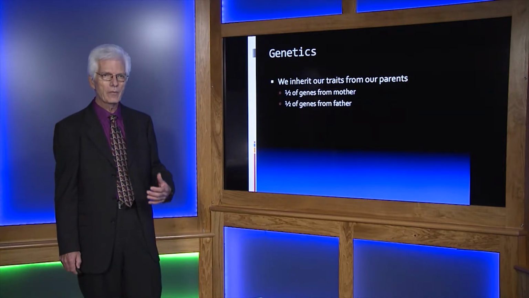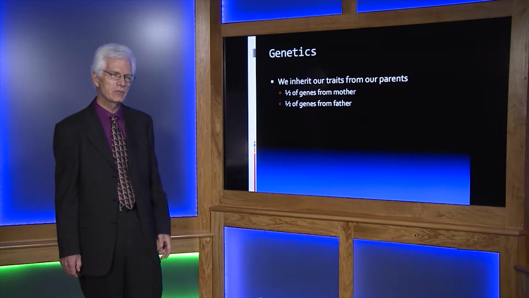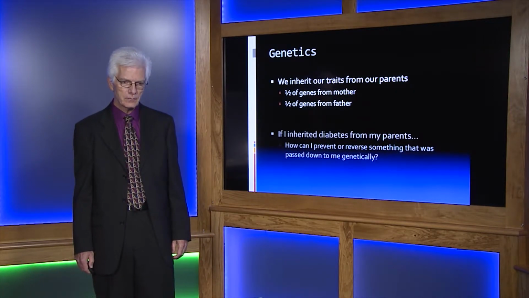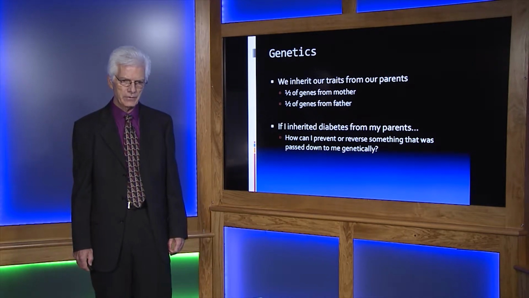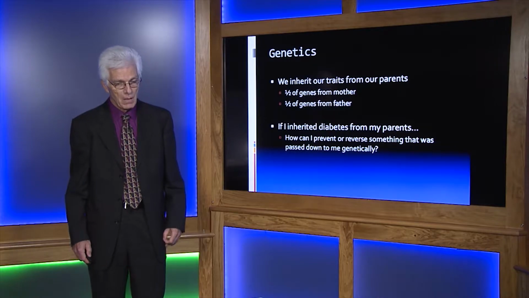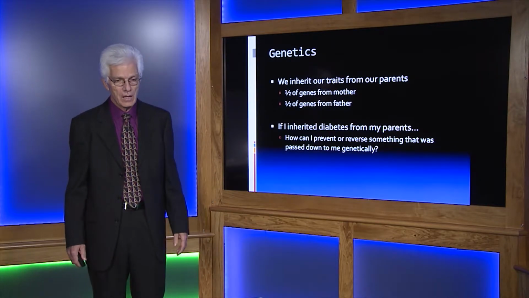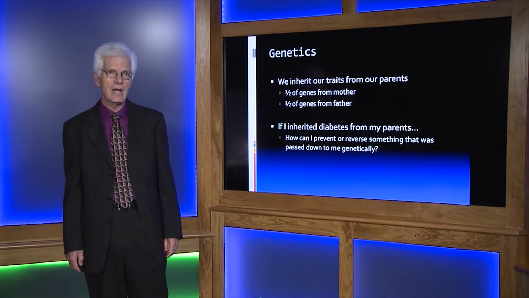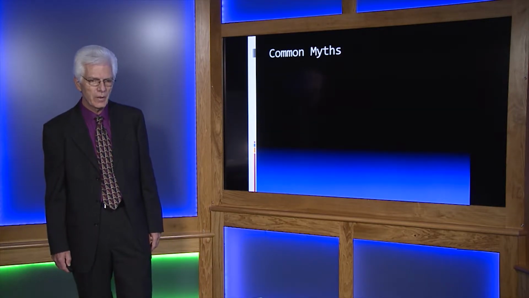We know now that we inherit half of our genes from our father and half of our genes from our mother. And if I inherited diabetes from one of my parents, I'm asked the question a lot of times, how can I prevent or reverse something that was passed down to me genetically? Well, that's a very good question. But let's first of all identify a couple of myths that are out there.